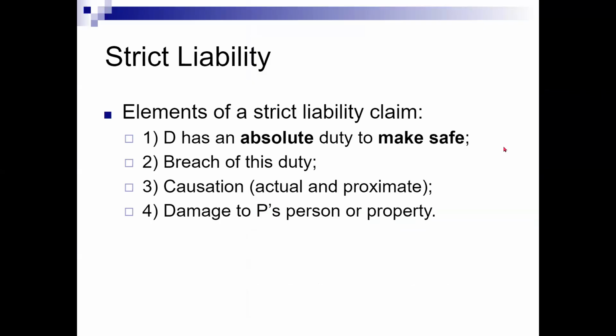Strict Liability. Elements of a strict liability claim. 1. The defendant has an absolute duty to make safe. 2. Breach of this duty. 3. Causation, actual and proximate. 4. Damage to the plaintiff's person or property.